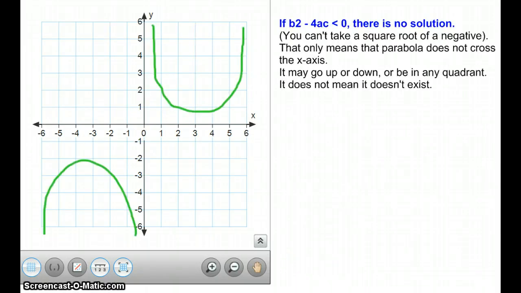Our last case is when b squared minus 4ac is less than 0. In this case, there is no solution, because you cannot take a square root of a negative. That only means that the parabola does not cross the x-axis at any point. The parabola may go up, it may open down, it could be in any quadrant. It does not mean, though, that it does not exist.